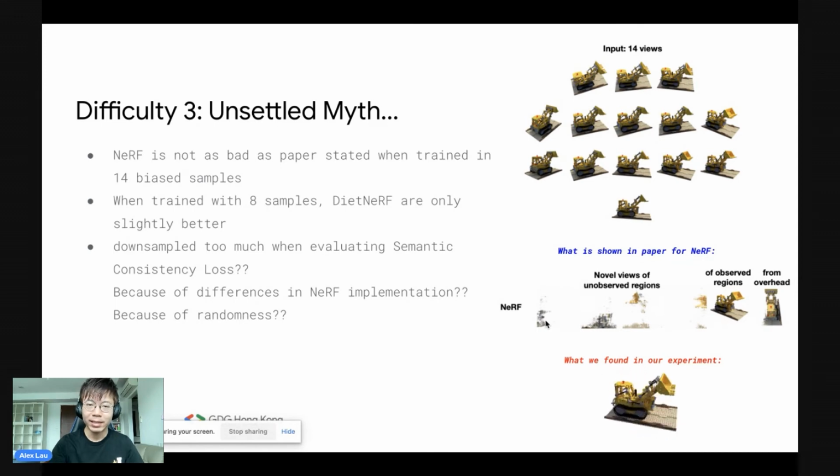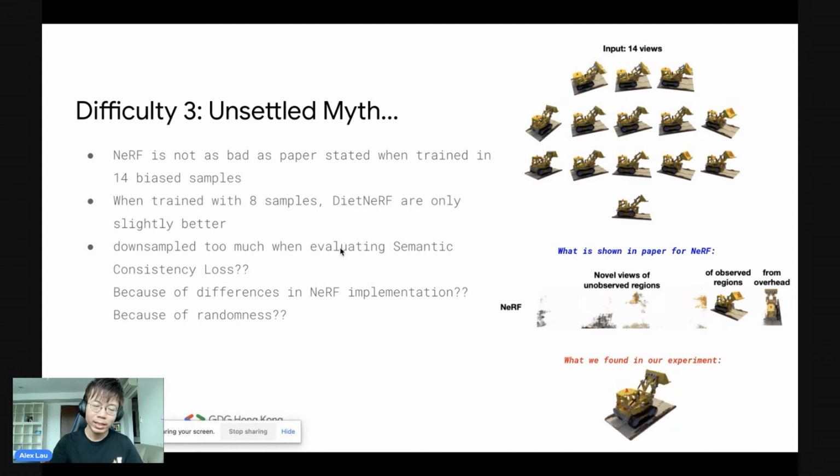But what we found is that the original NeRF, when we train on the same dataset, is not as bad as the paper states. The GIF on the bottom is the result that we get when we train on our own. We found that the unobserved region is blurry, but it is still visible and pretty nice. So we cannot really reproduce the bad result in the original NeRF.